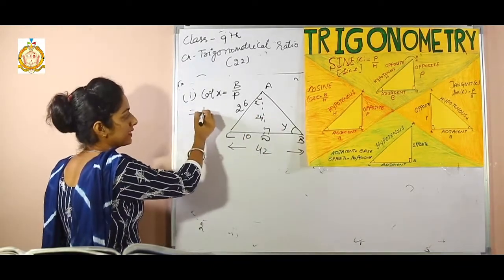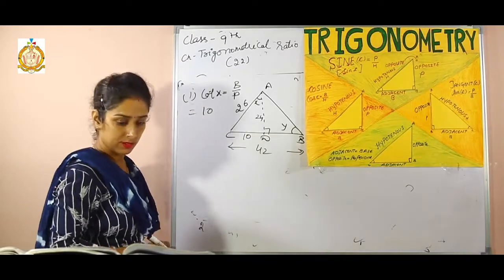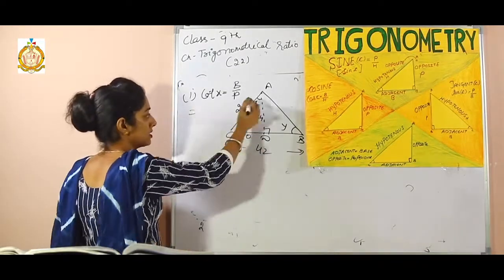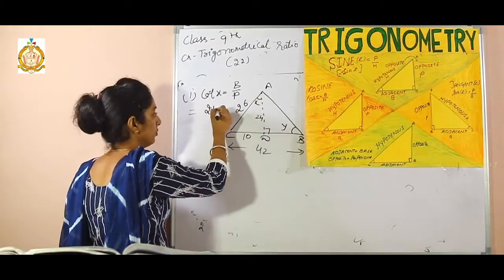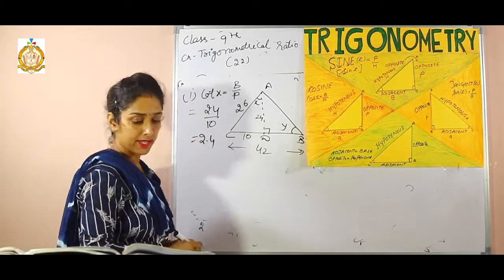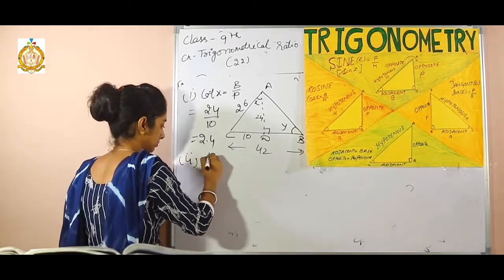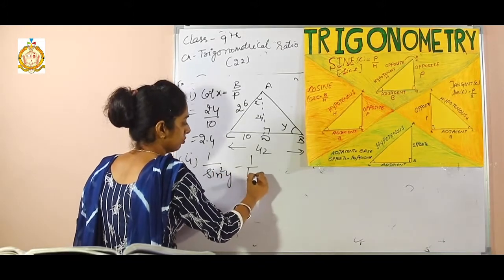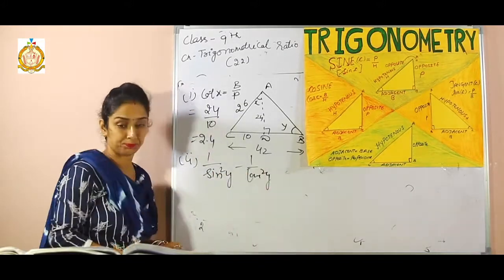Now what is a base? Base is a 10, base is a 24 here, because this is an angle, so there is a 24 over 10, which is 2.4. Its next part is 1 over sin square y minus 1 over tan square y.